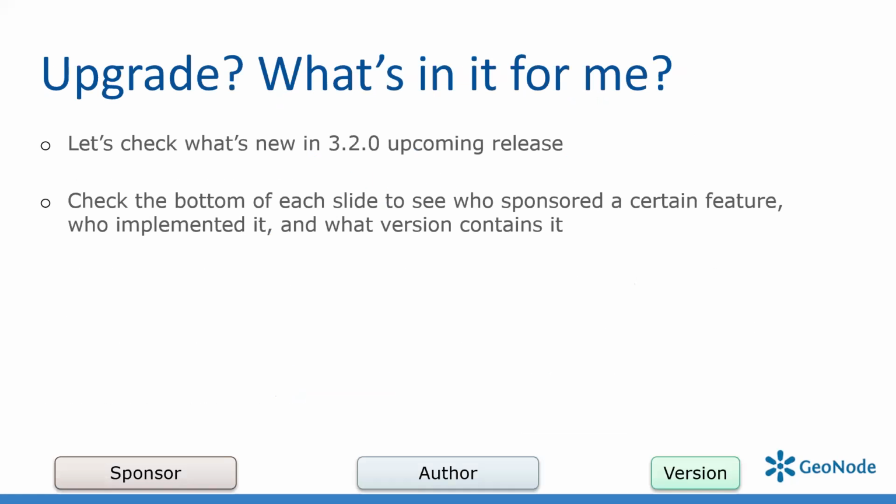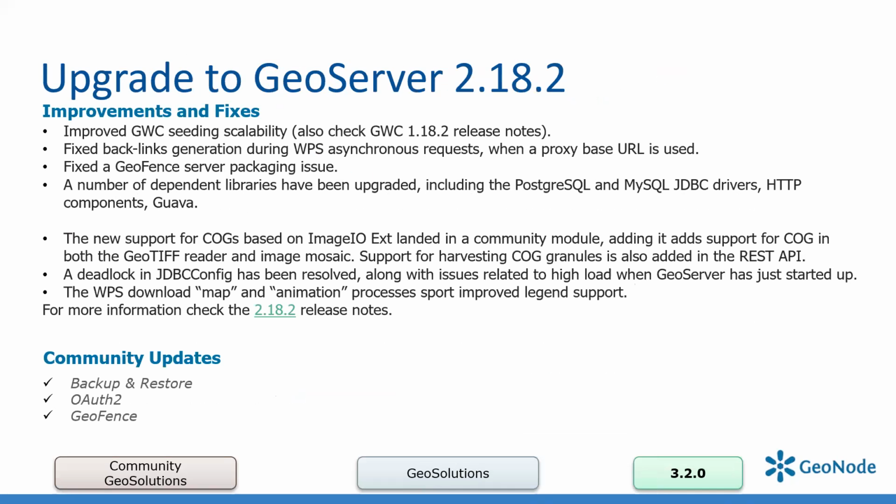Okay, so let's start with the features. Let's see what are the new main features of GeoNode version 3.2.0. First of all, we have an upgrade of GeoServer. So now GeoNode is compatible with GeoServer 2.18.2 officially, but it's compatible also with the newer versions of GeoServer.